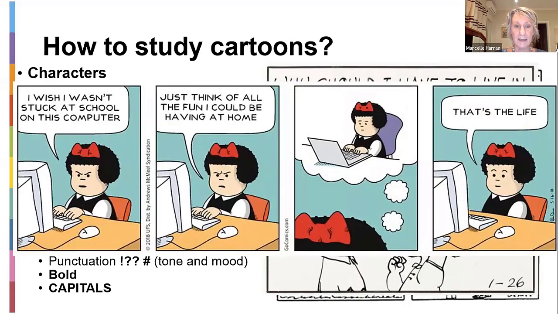And we've got another series here, taking you through frame 1, frame 2, to her thought bubble, and she's thinking that's nice. She's sitting at school saying, I wish I wasn't stuck at the school on this computer. She's working on a very old computer, not flat screen. Just think of all the fun I could be having at home. Then she imagines herself at home, working on her laptop. And in the last frame, she says, that's the life. And that's the irony. It's not so much different to what she's doing all the time.